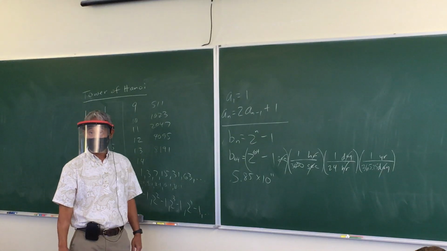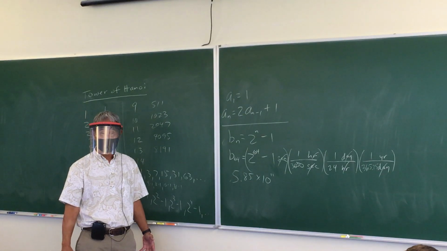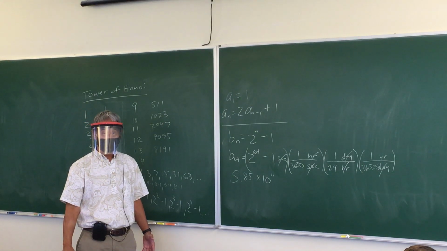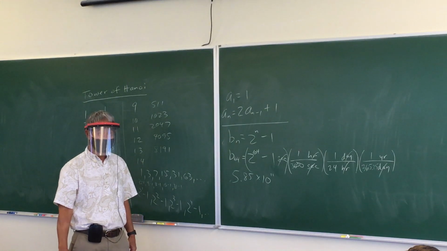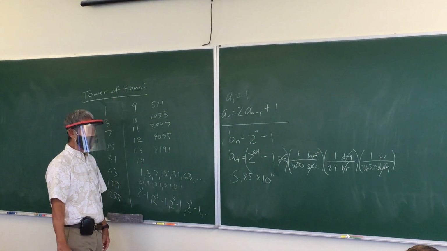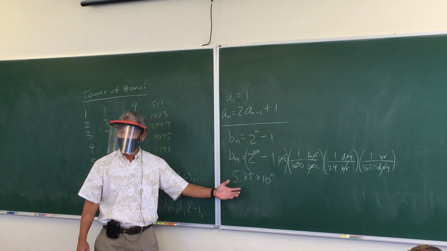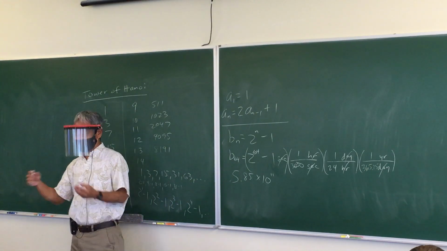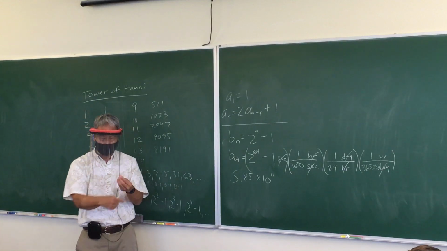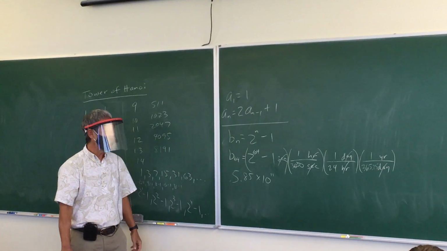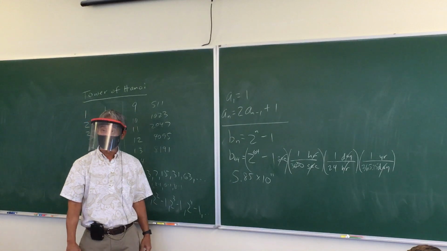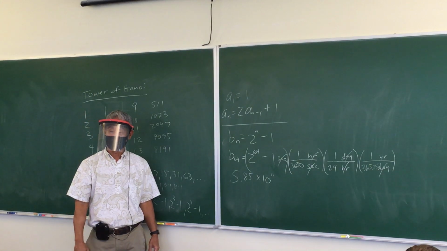Well, 10 to the 9 is a billion, right? Or we have to go smaller. 10 to the 6 is a million. 10 to the 9 is a billion. So this is 585 billion years. So that means if you have 64 disks and you could move one every second, it would take you 585 billion years. Mr. Park, that's not that long.